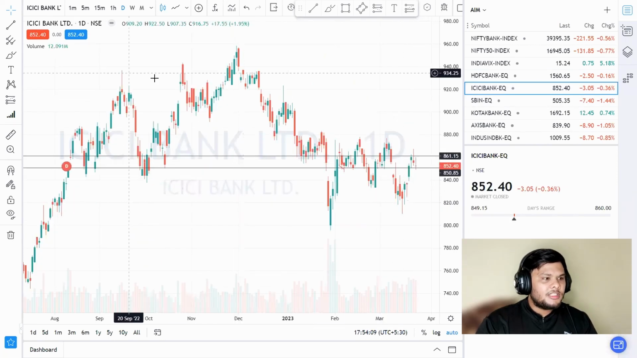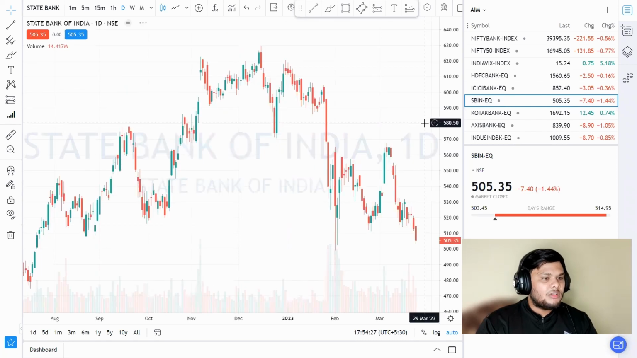In ICICI Bank, it trades in that range which, as I said previously, that 860 and 850 act as a major sideways zone. So if it closes below that, or if it trades below 850 or 849, then you can expect some selling pressure here. But if it opens a gap up or tries to close above 860 or 865, then you can expect some buying pressure there also. Now let's look into SBI Bank.